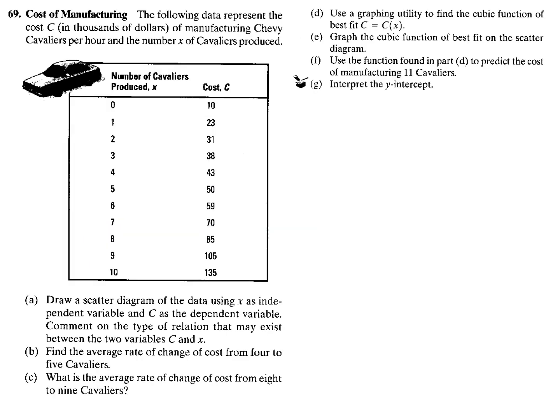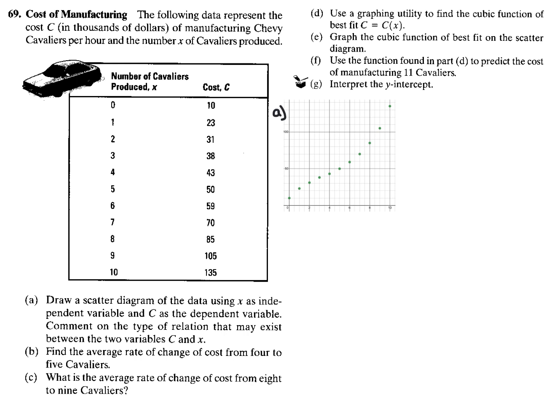Here we have some data that represents the number of cavaliers produced per hour versus the cost of producing those cavaliers. And the first thing it wants us to do is draw a scatter plot of the two variables and then find some information from there. So I just used Desmos to draw a little scatter plot. This is the cavaliers per hour versus the cost. And we can see it's neither linear nor really quadratic. It's looking kind of cubic. It kind of turns around here.